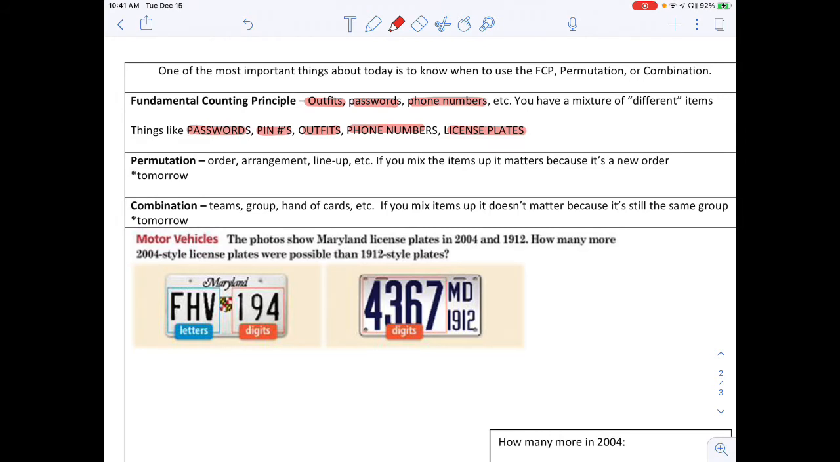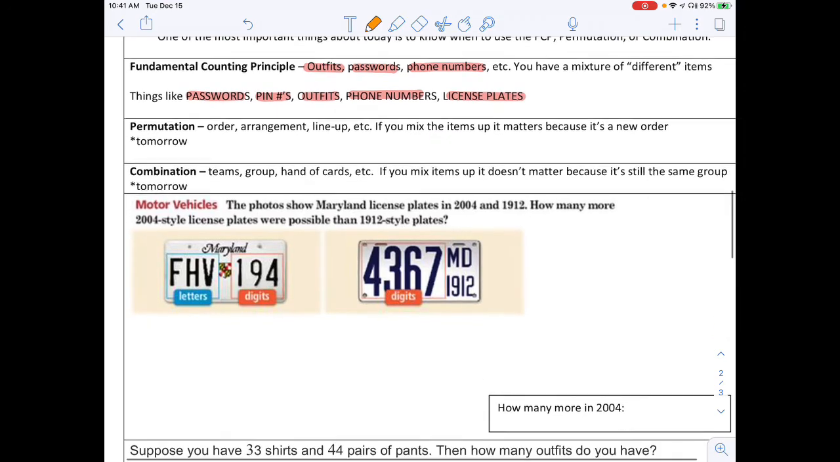Permutation is like you have a group of stuff and then you want a specific order. And then combination is you have a group of stuff and you just want a combination of what's in that group. Let's talk about fundamental counting principles today though. So let's talk about this motor vehicle.